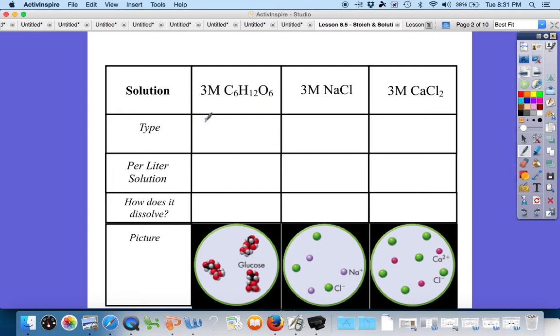So C6H12O6, this is sugar, and this is a covalent compound. Sodium chloride is table salt, and this is an ionic compound. And calcium chloride is also an ionic salt, not table salt, but another type of salt. So remember that covalent compounds and ionic compounds have different methods of dissolving. Covalent compounds are going to dissolve whole.